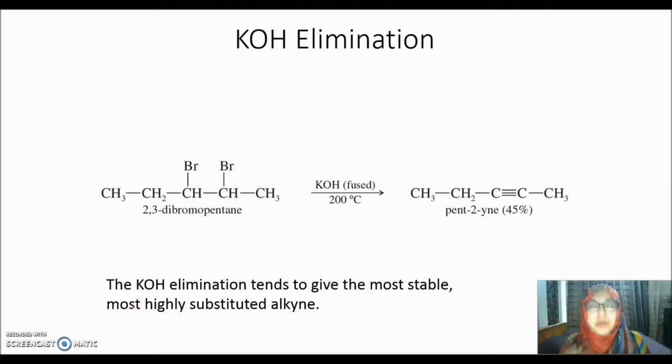If you look at the alkyl halide examples, if we have only one halogen atom, we will produce a double bond. If we have two halogen atoms, you will produce a triple bond.